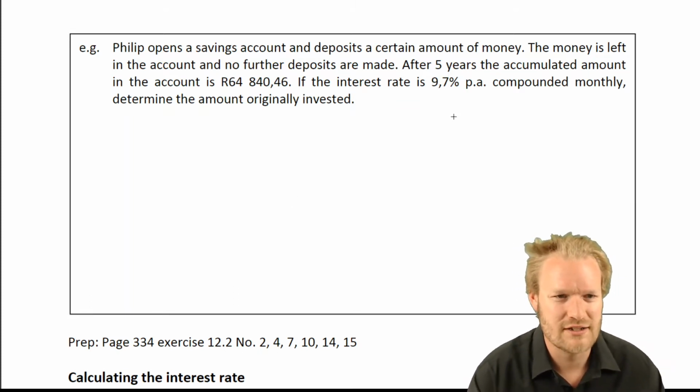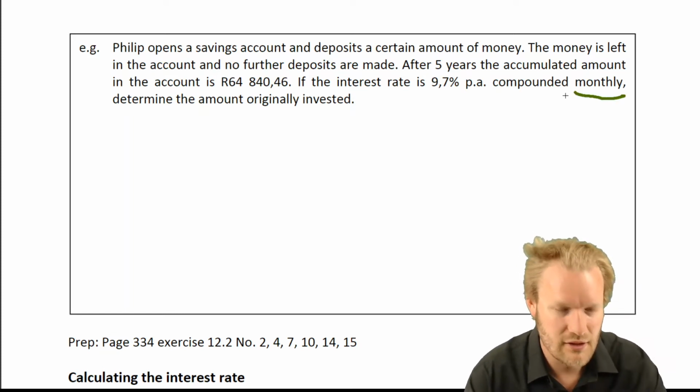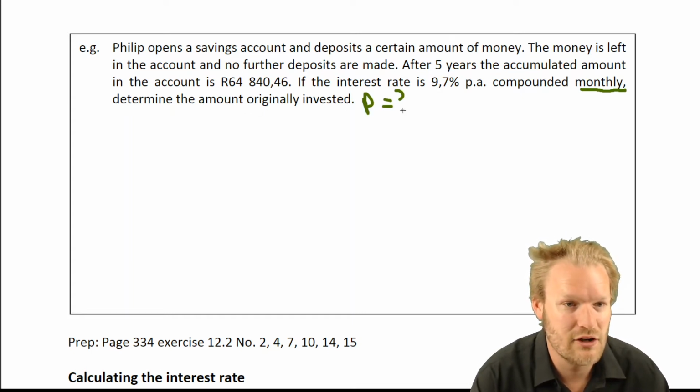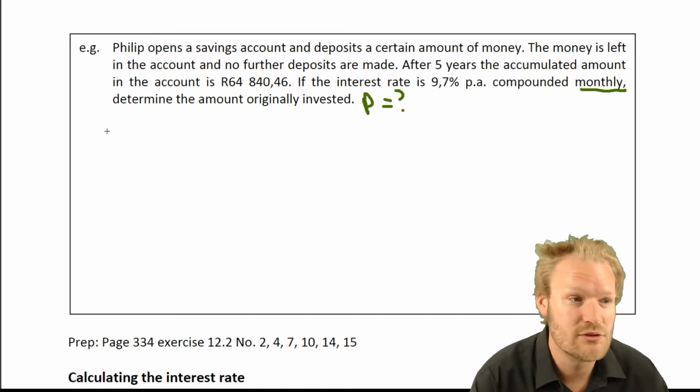If the interest rate is 9.7% per annum compounded monthly, okay, that seems like it's going to be important. Determine the amount originally invested. So what we're trying to find this time is clearly we don't know what the original amount is. So let's write down our formula and let's fill in the bits we know.